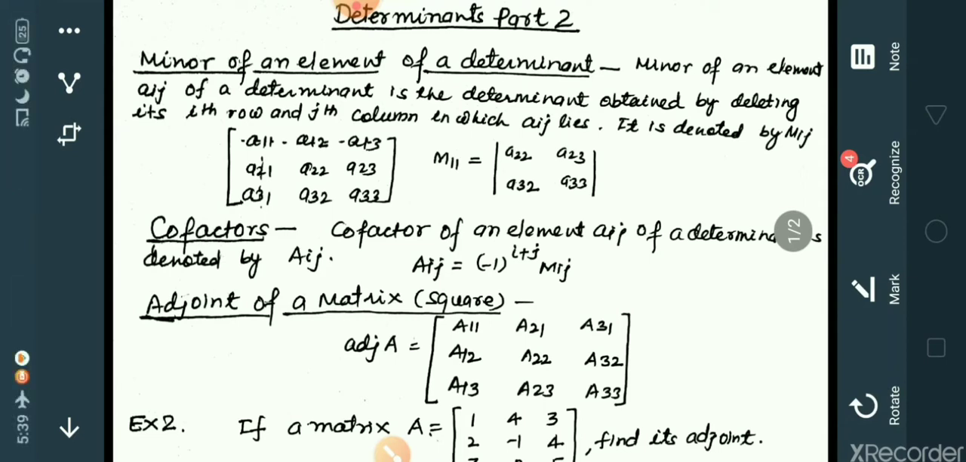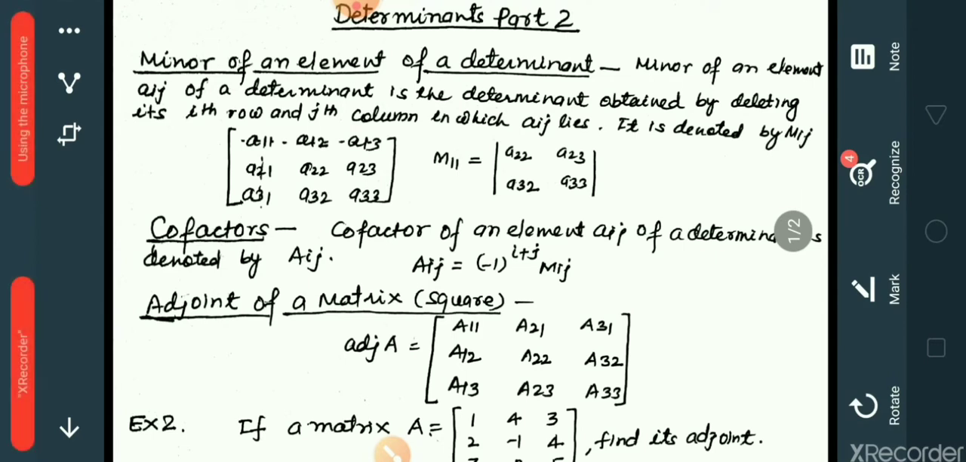Determinants part 2. Today, children, we are going to discuss an important aspect of determinants, that is, how to find the adjoint of a matrix using determinants and the inverse of a square matrix.